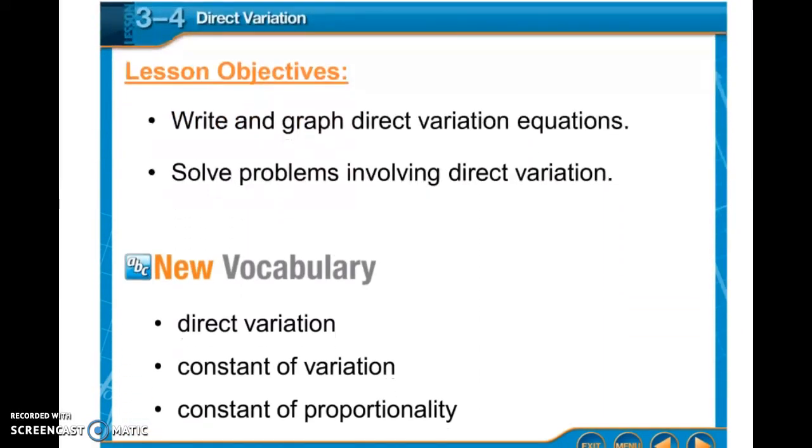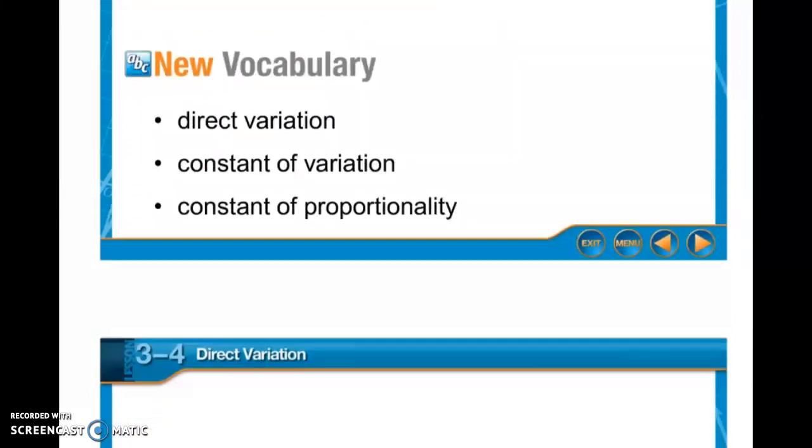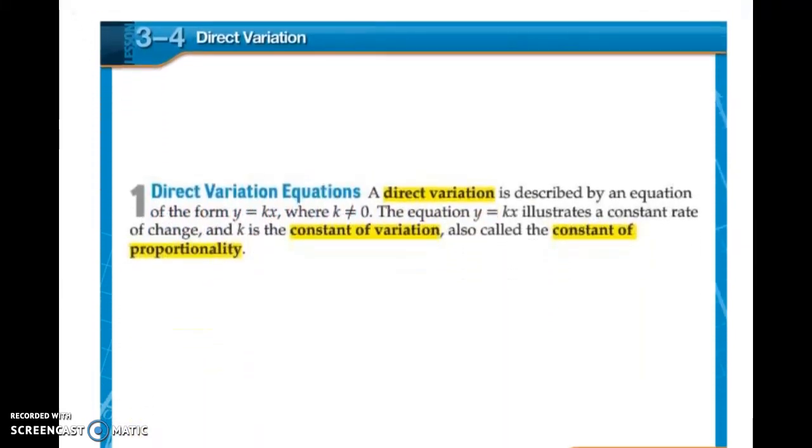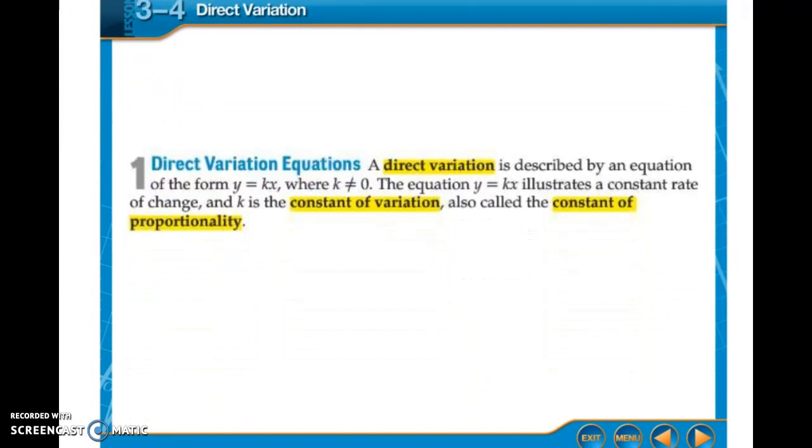Alright, so this lesson is on direct variation. Direct variation is just like slope and constants of variation. So here's some words for you. Direct variation is an equation in this form. So point number 1 is you have to know that y equals kx is a direct variation. K is called the constant of variation and the constant of proportionality. So you might hear both of those words.